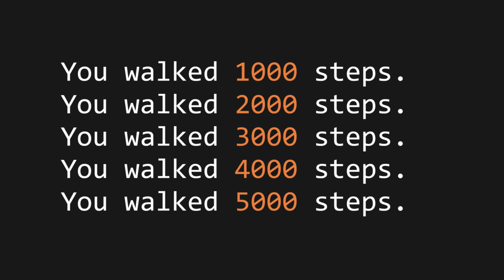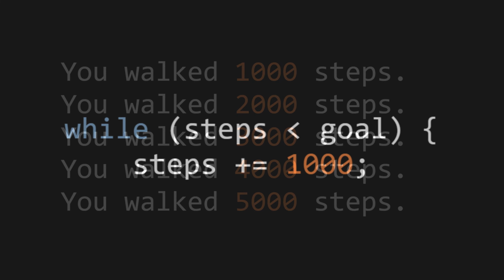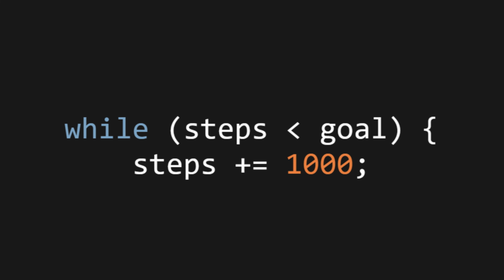Output will be you walked 1,000 steps, walked 2,000 steps, 3,000, 4,000 and all the way to 5,000. Here Java checked the condition first, steps less than goal, and then ran the loop.